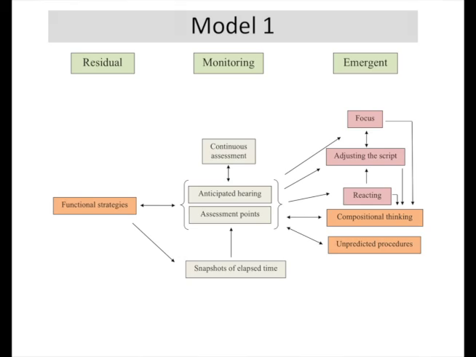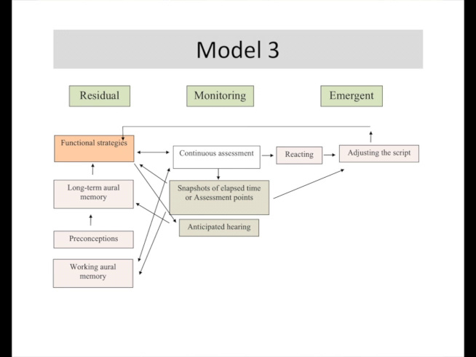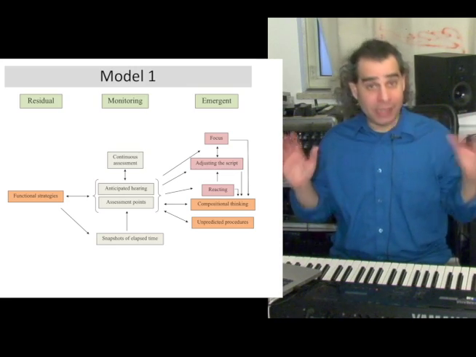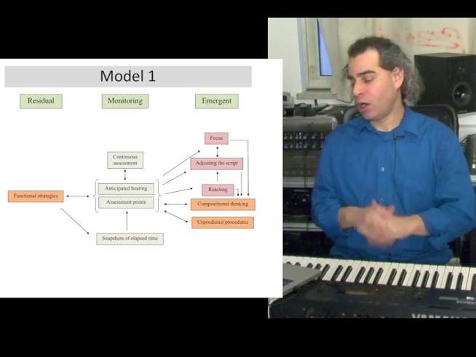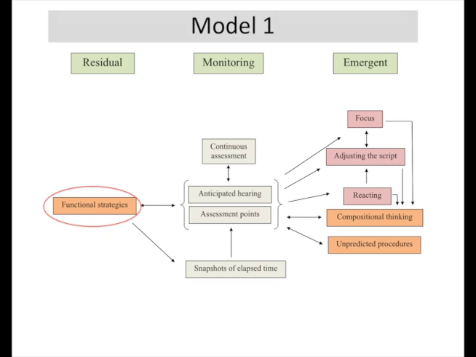Each model features a determinate number of behaviors in specific relationships. Under each type, we find a list, so to say, of specific behaviors. For example, under residual behaviors, we find functional strategies. Under monitoring behaviors, we find continuous assessment, anticipated hearing, assessment points, and so on. Emergent features focus, reacting, adjusting the scripts, and compositional thinking and predictive behaviors.